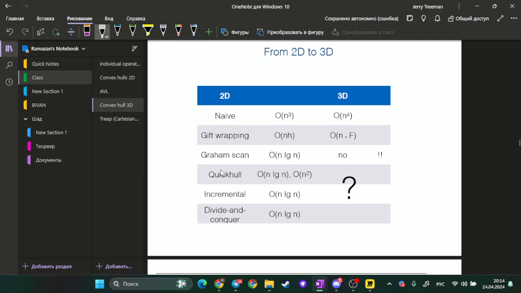Okay, we have no Graham scan algorithm for 3D space. Let's consider the next.